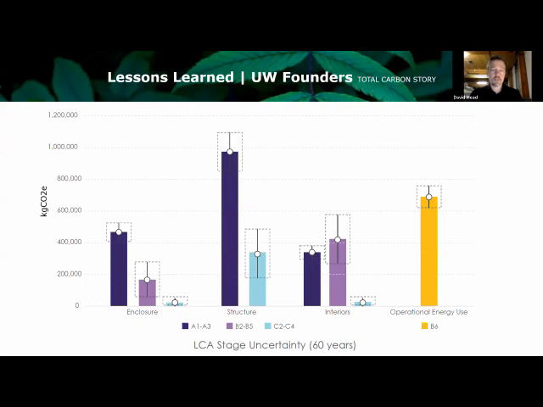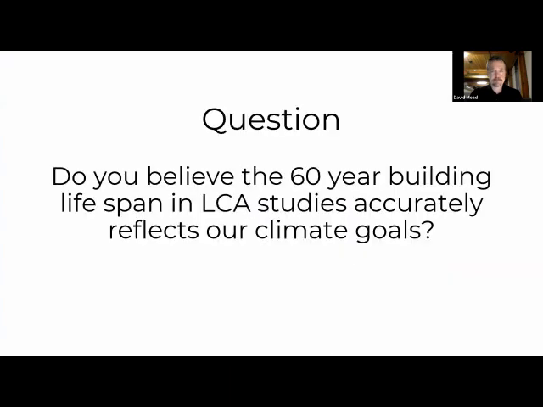This is looking at that uncertainty again over 60 years, trying to understand the impact of each of these stages. So, question: do you believe the 60-year building lifespan in LCA studies accurately reflects our climate goals?